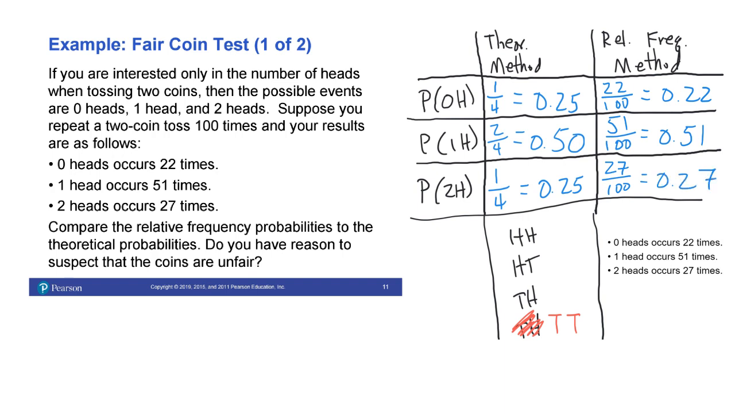And so now we have the theoretical probabilities, and probabilities by the relative frequency method. And so answering this last question, do you have reason to think the coins are unfair? No, I don't. Because notice that 0.25 is very close to 0.22. 0.5 is close to 0.51, 0.25 is close to 0.27. So because the relative frequencies are close to the theoretical probabilities, the coins are most likely fair.